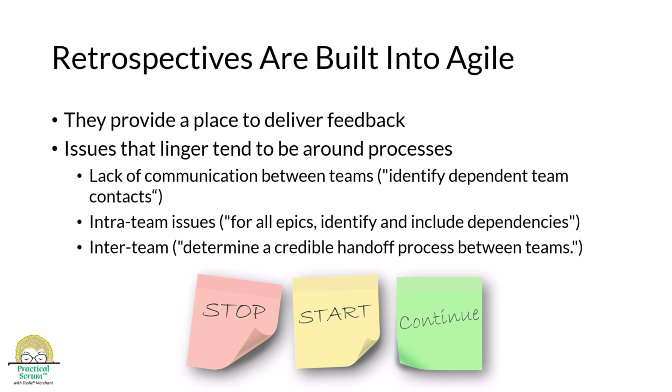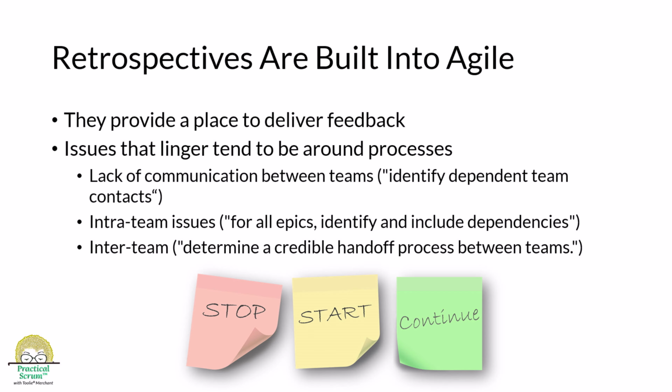Sometimes it was a lack of communication between teams, for example, identify dependent team contacts. Sometimes it was a request about something not working within the team. For all epics identify and include dependencies. Here's an example of a process-related request. Determine a credible handoff process between teams. These are actual requests that came from my retrospectives.